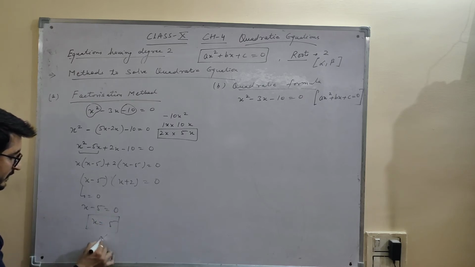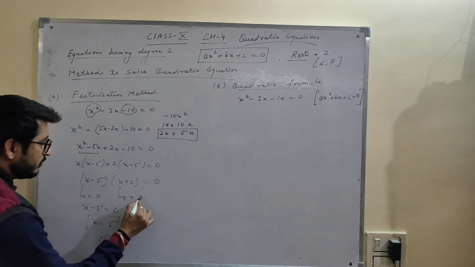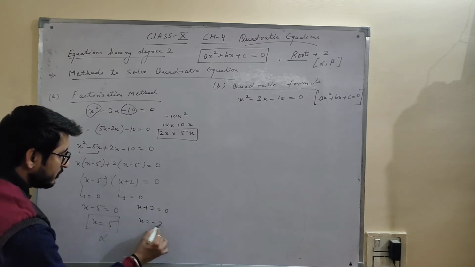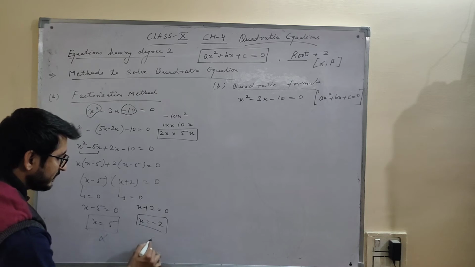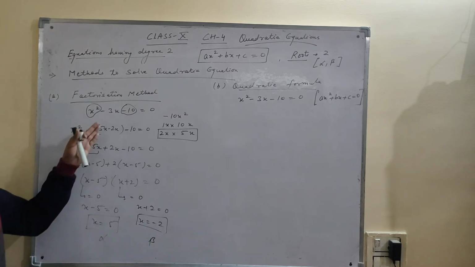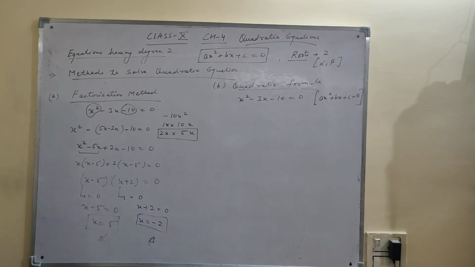You can say this is alpha. Similarly, keeping this bracket x plus 2 equal to 0, I am getting x as minus 2. You can take this as beta. So you have got the roots of this equation as alpha and beta, which are 5 and minus 2.